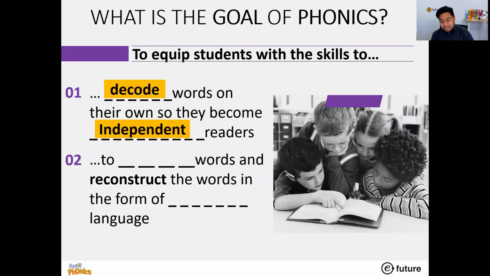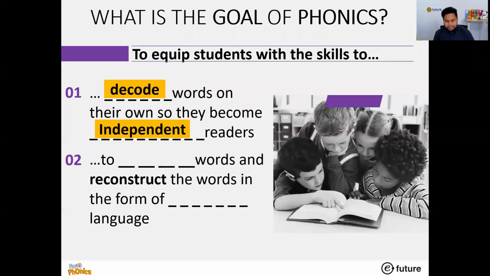Decode, okay? So independent was correct, I saw Paula. So we have to equip students with the skills to decode words on their own so they become independent readers, okay? So that's kind of our goal here. And now for number 2.